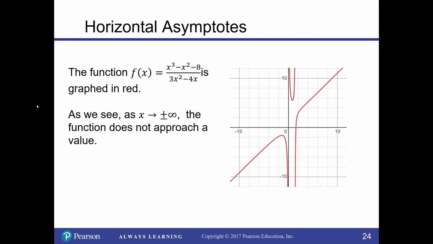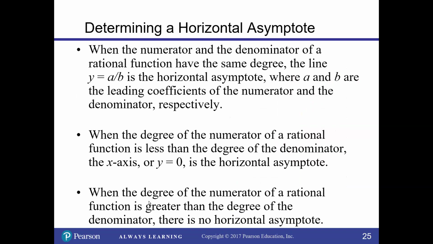So this is the graph of this one. Like I said, there really isn't a horizontal line that we're approaching. We're just shooting off to infinity here and here, and here and here. So we have some vertical asymptotes, but we don't have any horizontal asymptotes. I do not have a horizontal line that we approach. So like I said, that's the explanation for this.